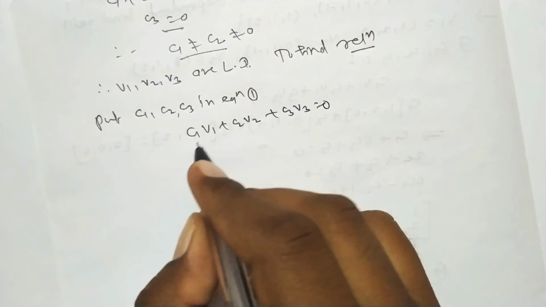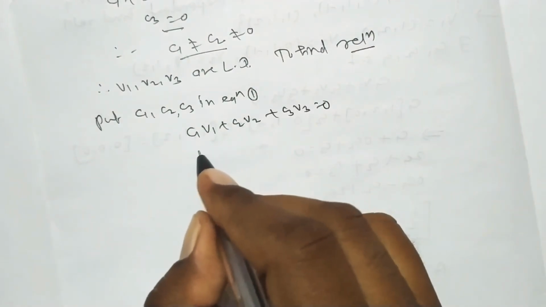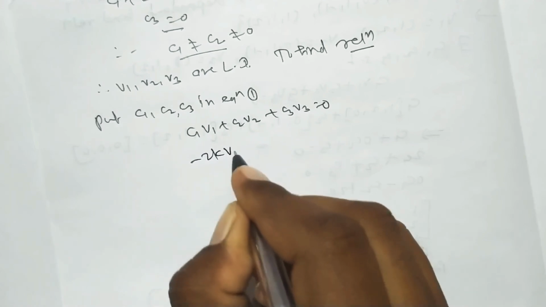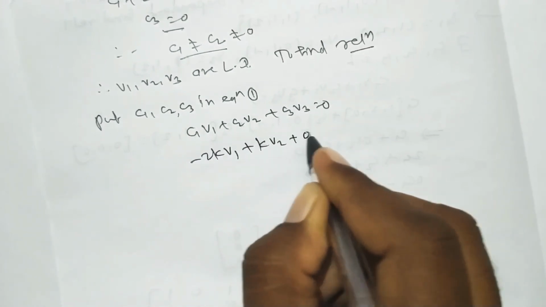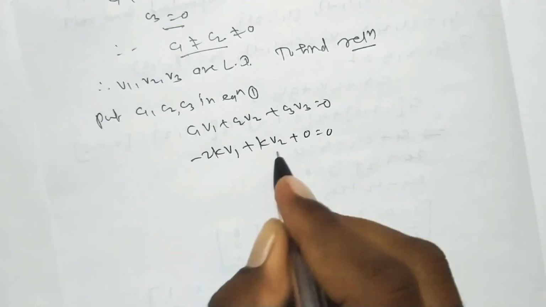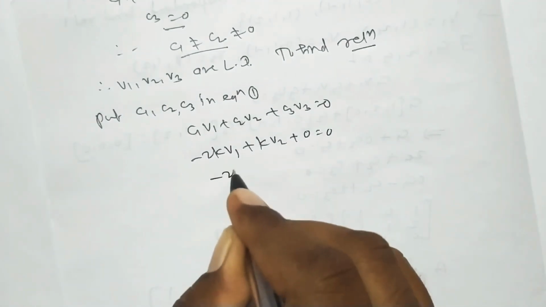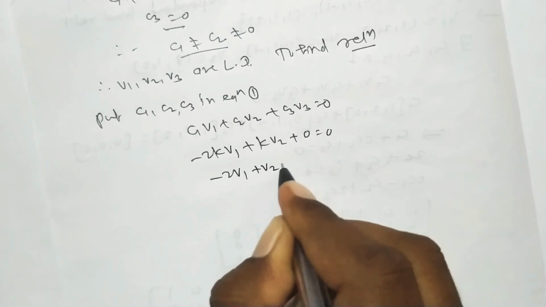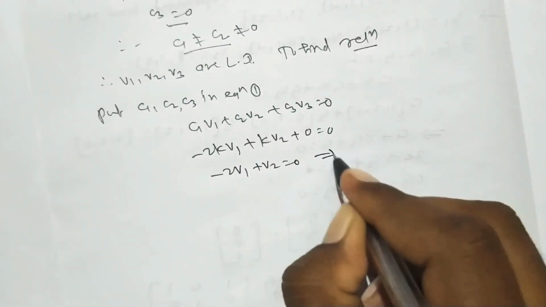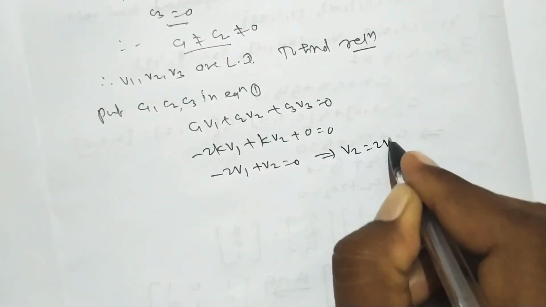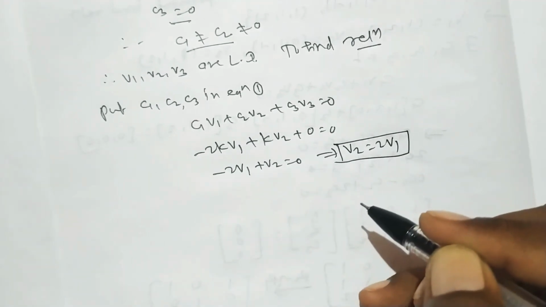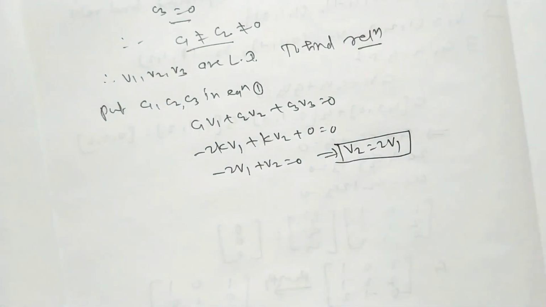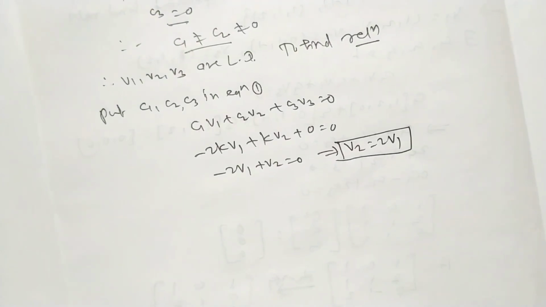In this equation, if we put the values of C1, C2, C3, what is C1? C1 is minus 2K V1 plus C2 is K V2 plus C3 is 0, equal to 0. If we divide throughout by K, then we get minus 2 V1 plus V2 equal to 0, which means V2 is equal to 2 V1. So only V1 and V2 are dependent vectors here, V3 is an independent vector.